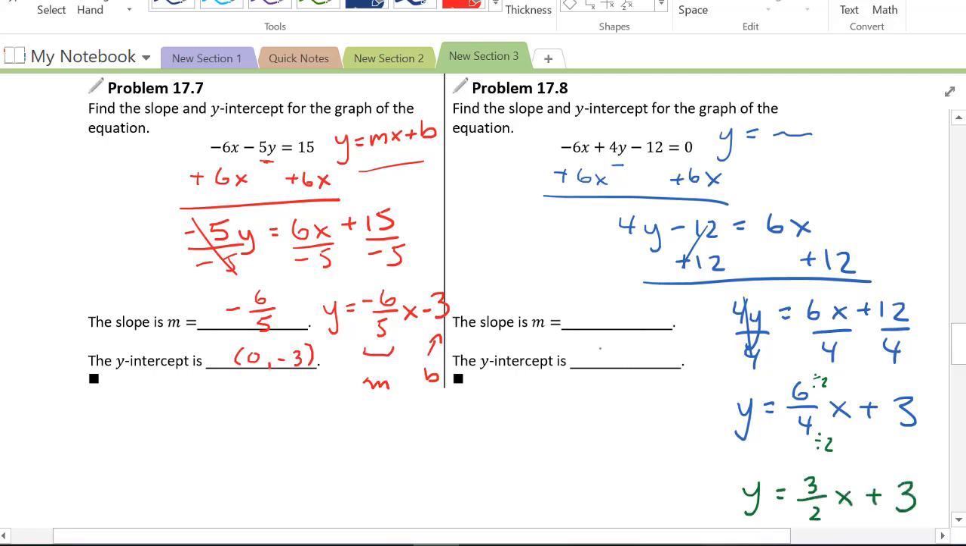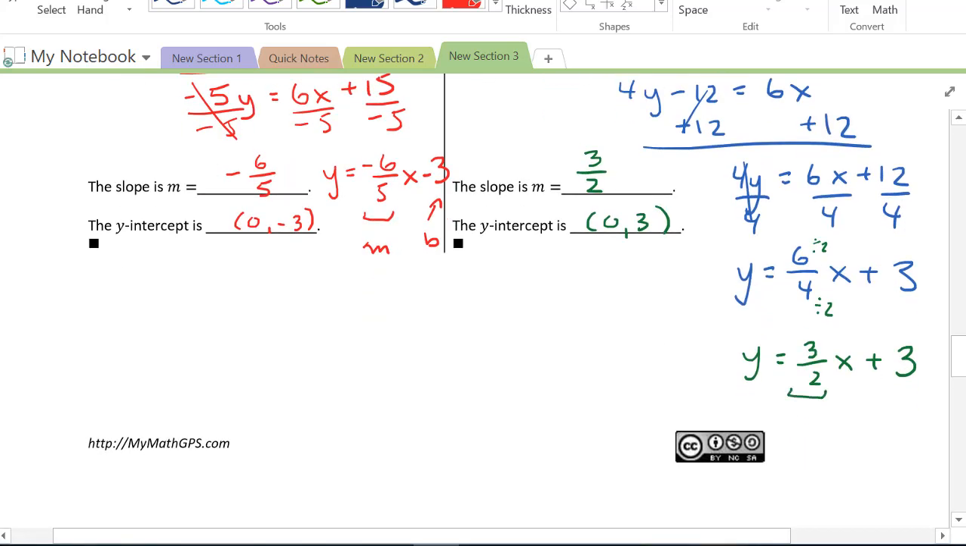Okay, now you can read off the slope. What's the slope? The slope is 3 over 2. What's the y-intercept? 0, 3. Okay, so again, this guy is your m, and this guy is your b, the y-intercept. And sometimes you guys always ask me, do you always have to reduce? The answer is yes, you always have to reduce. Let's look at another one.